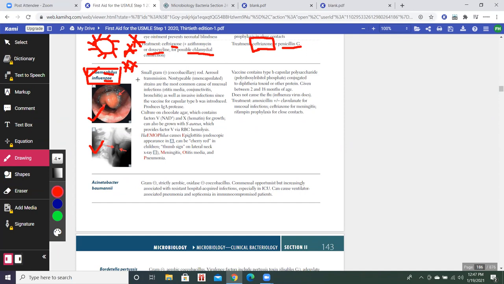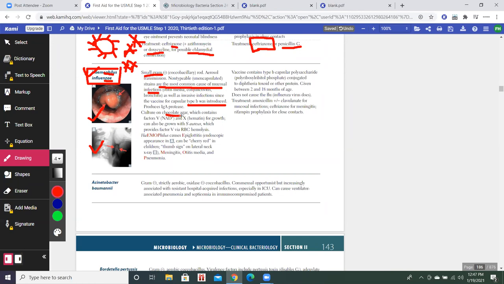picture mnemonic over there. Haemophilus influenzae, as we just saw, it's a small gram-negative coccobacilli. It has an aerosol transmission, and there are two forms. There's non-typeable and typeable. Non-typeable strains are the most common cause of mucosal infections, that is otitis, conjunctivitis, and bronchitis, as well as invasive infections such as the vaccine for capsular type B. They are IgA protease producing organisms, right? Along with Streptococcus pneumoniae in Nigeria.